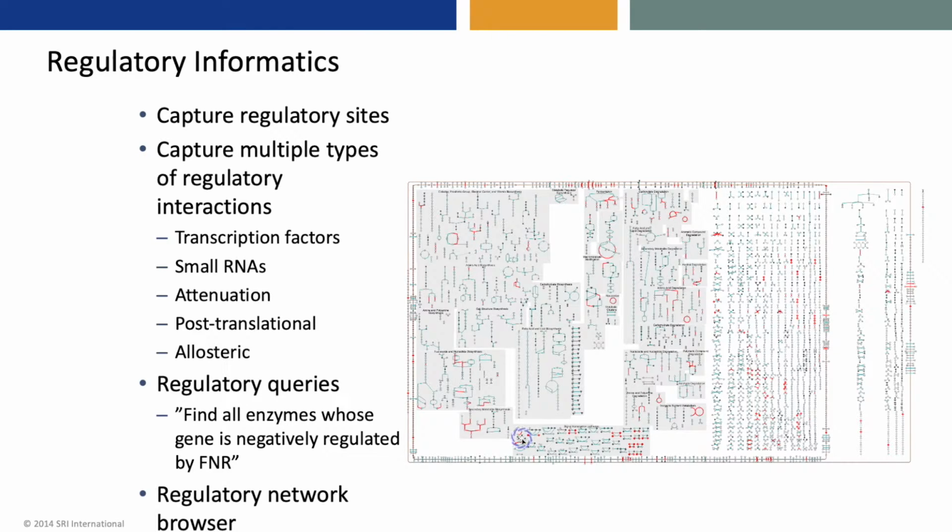Regulatory informatics tools will capture regulatory sites and also capture multiple types of regulatory interactions, from transcription factors to small RNAs to allosteric regulation. And this metabolic network diagram is highlighting in red the answer to one example regulatory query, which is to find all the enzymes whose gene is negatively regulated by FNR. And we also provide a regulatory network browser.